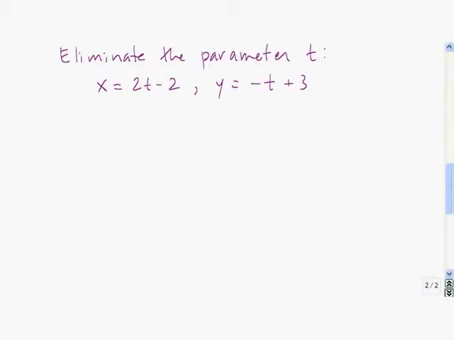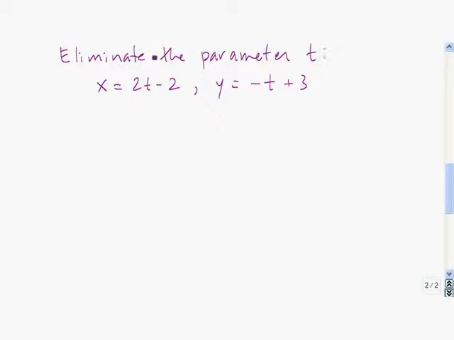The easiest way to graph curves described by parametric functions is to eliminate the parameter t. If we eliminate the parameter t, we're going to be left with the equation in terms of just x and y. Then for the direction, we could take care of that pretty easily.